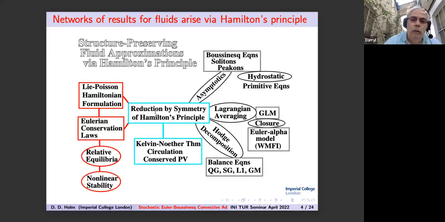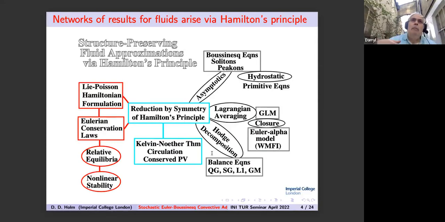And the first thing that gives you is a thing called the Kelvin-Noether theorem, which gives you a circulation theorem and gives you, for example, in the case of GFD, the conserved potential vorticity. Now, the feature about Hamilton's principle is you can make your approximations in the Lagrangian in Hamilton's principle. You can do asymptotics, you can do Lagrangian averaging, you do Hodge decomposition.